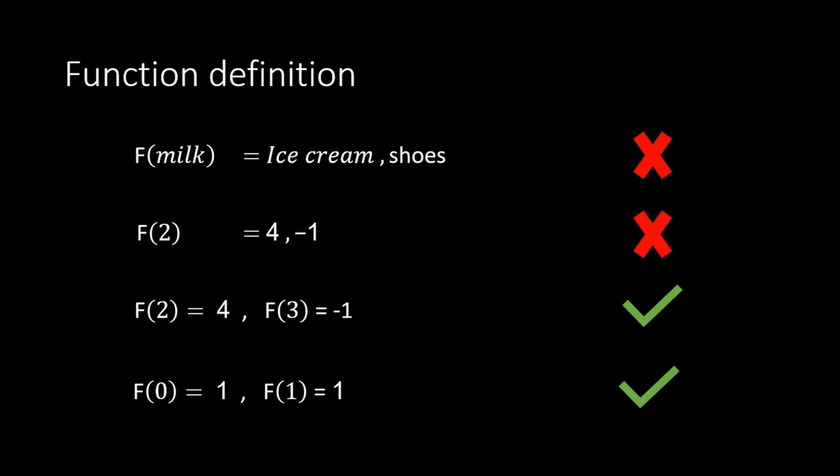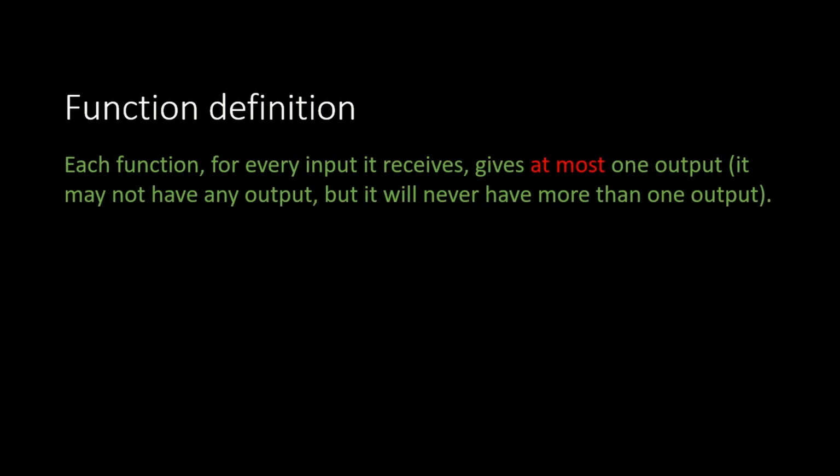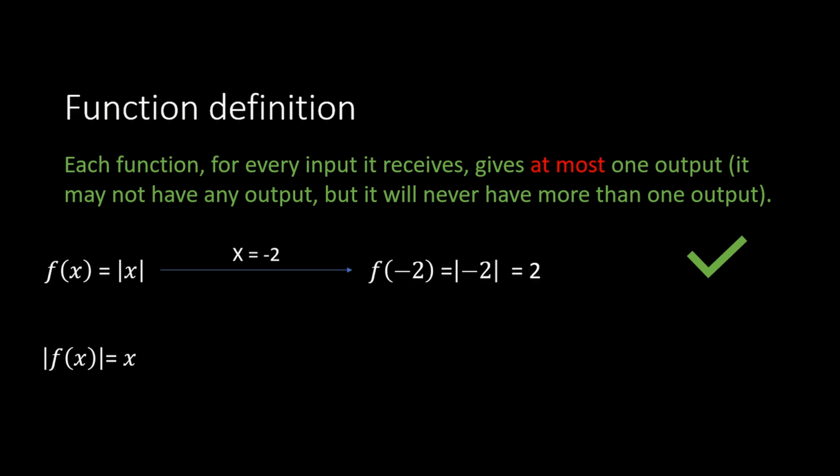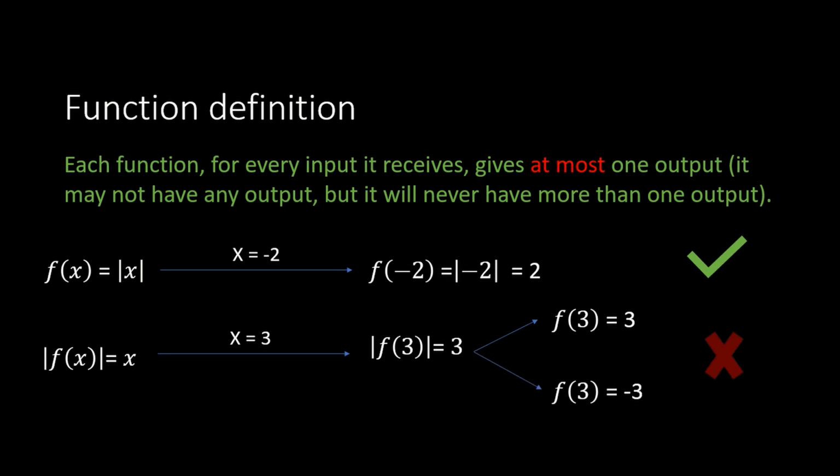Why? Because a single input cannot have more than one output, but it's okay for different inputs to have the same output. So to sum it up, a function is something that for every input gives you at most one output. For example, in f(x) equals the absolute value of x, if x is negative 2, f(-2) is the absolute value of negative 2, which equals 2. Here is another example. In f(x) equals x, if x is 3, then f(3) is 3. But what if there is a function where f(3) could be 3 or negative 3? That wouldn't be a valid function because a single input would have two outputs.